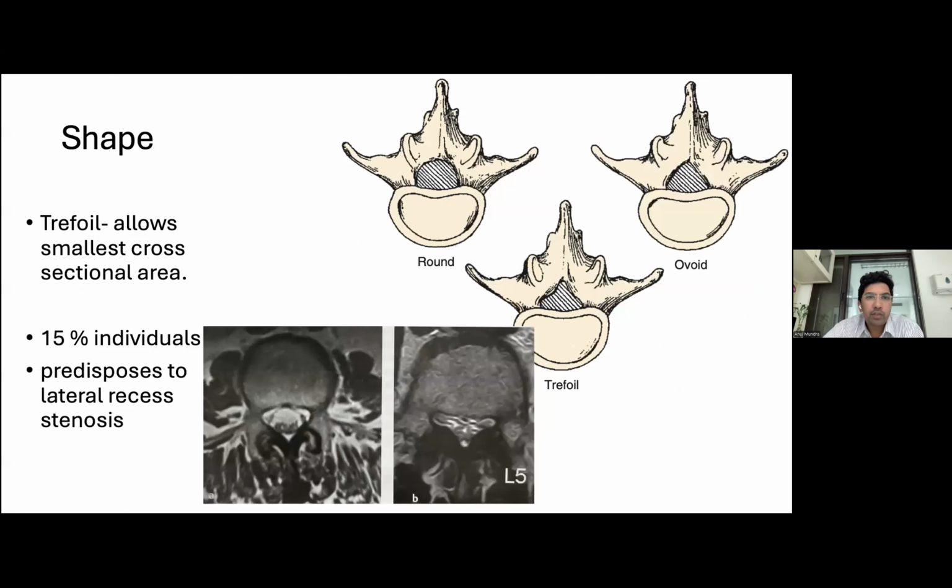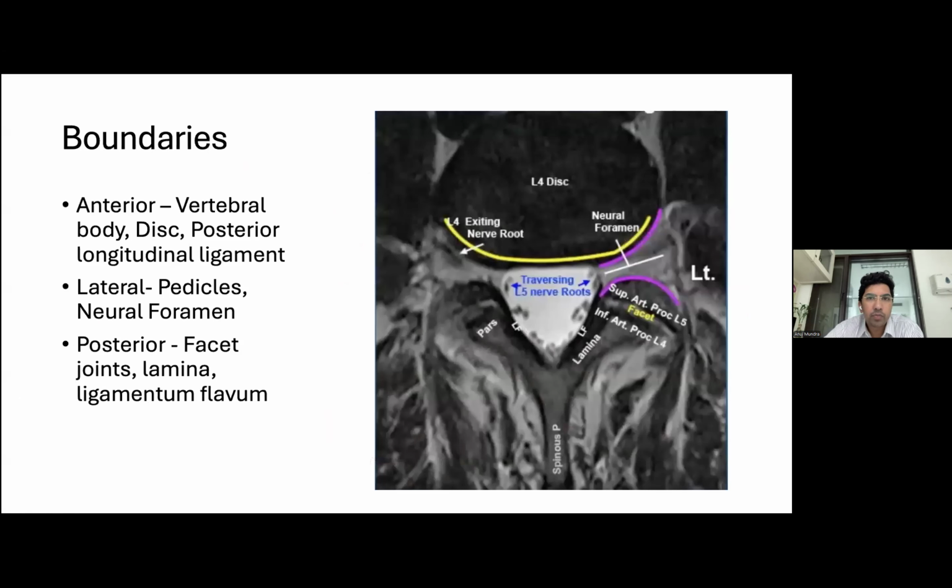The shape of the spinal canal can be either round, ovoid, or trefoil. Trefoil allows for a very small cross-sectional area. It is present in 15% of individuals, and it predisposes to lateral recess stenosis.